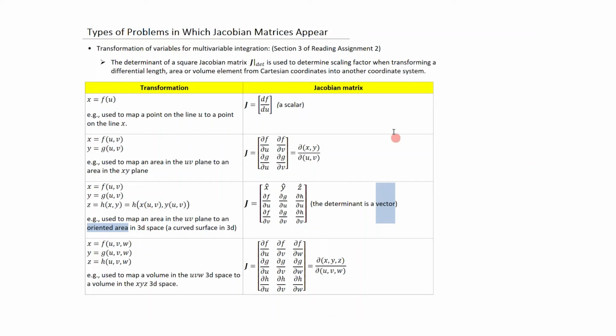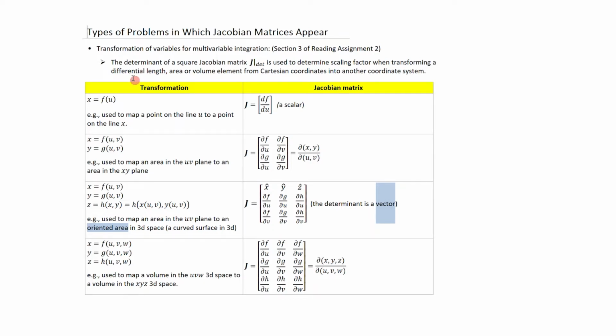All right, so let's look at the types of problems in which Jacobian matrices appear. Let's keep on going. This is a transformation of variables for multivariable integrations, where they also appear. This comes from section 3 of reading assignment 2, the longer version. You're not responsible for it, but I thought I'd put this in here to give you an expanded view of why Jacobian matrices are important.